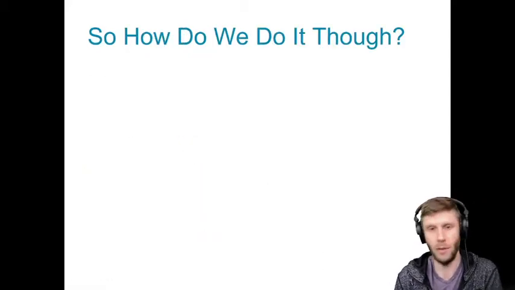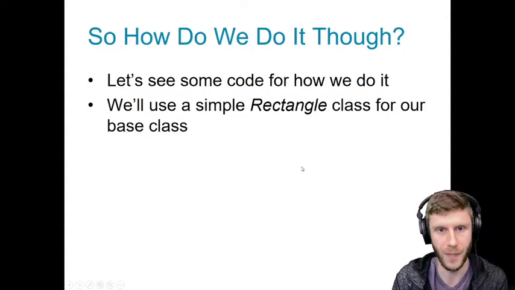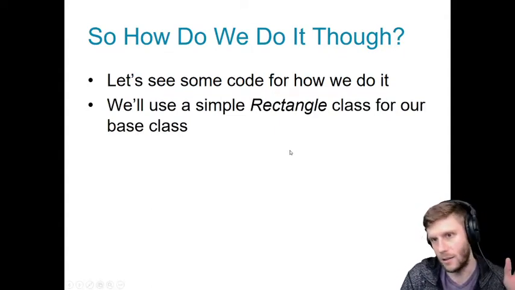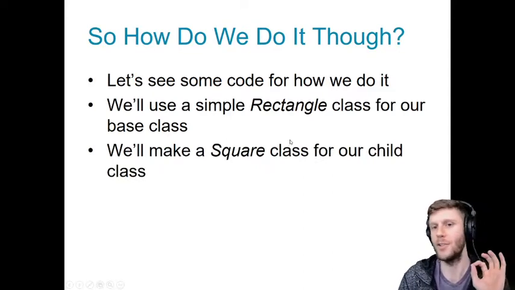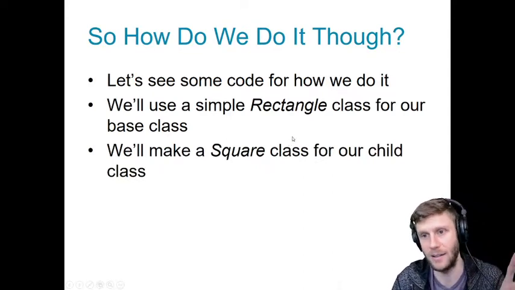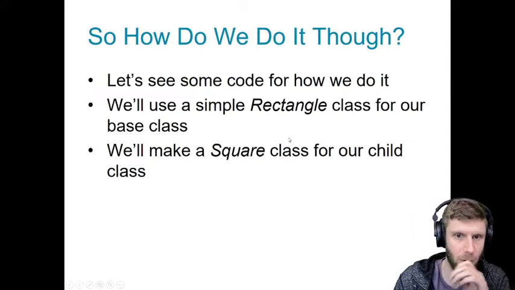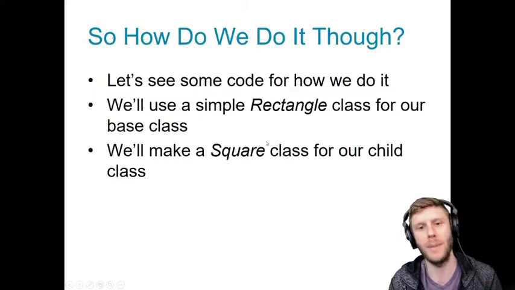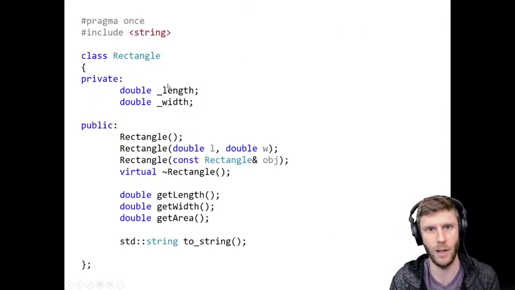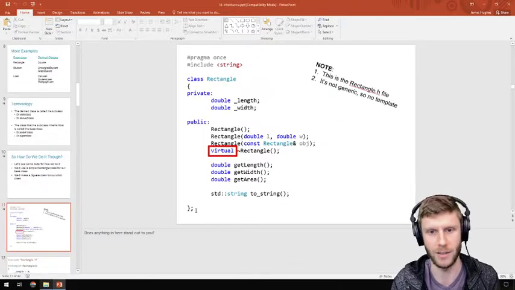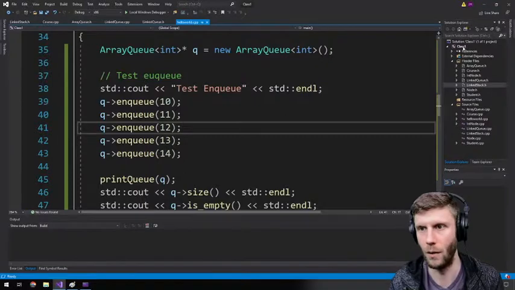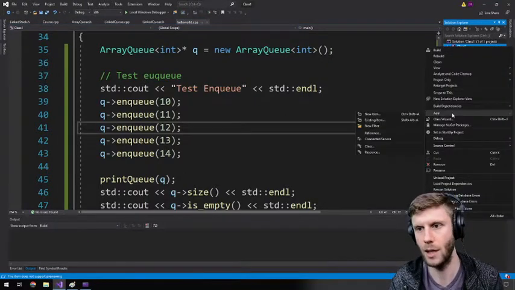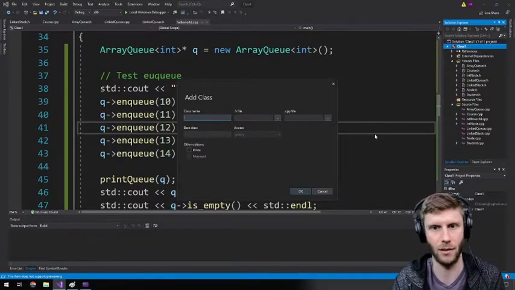How do we do it though? All right, well, let's see some code. We'll use the simple rectangle class for our base class. That's the superclass. And square will be the child class. So, actually, I will code this up. So, add class rectangle.